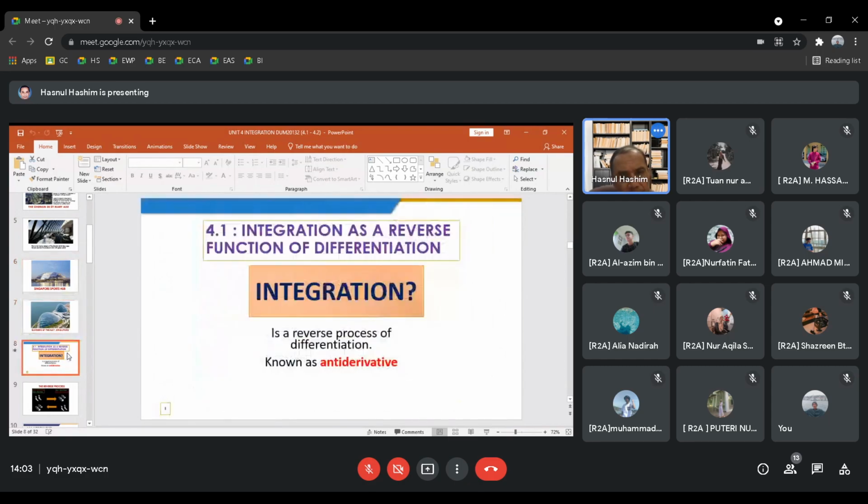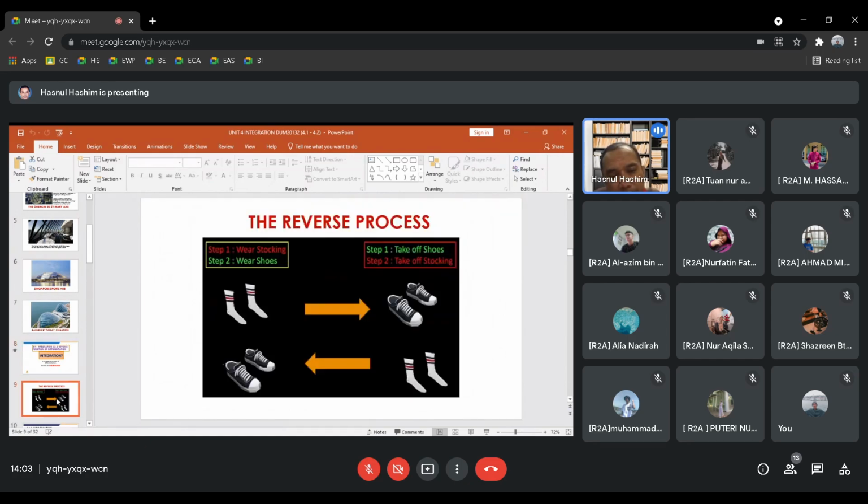Okay, so what is integration? Integration is a reverse process of differentiation, which we know as antiderivative. When you are given f'(x) and you have to find the antiderivative, meaning that you have to do the integration. Something like that: when you are wearing shoes, you wear the socks and then you have the shoes. And then after, you take the shoes off and then you take off the stockings.